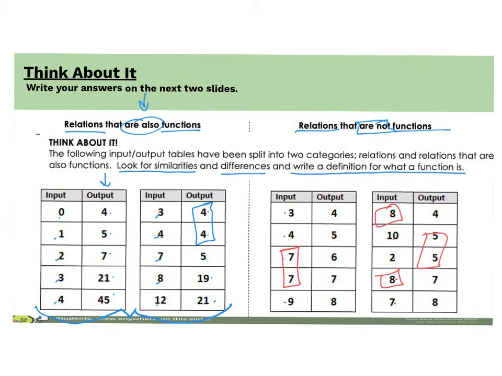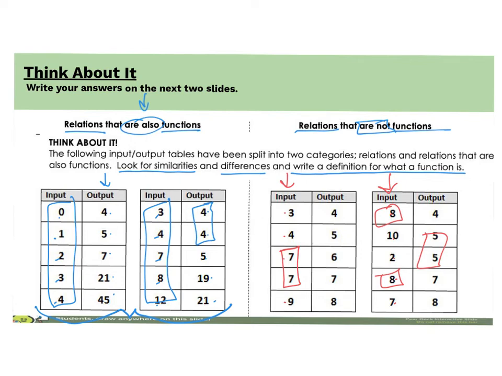So things that are similar, I mean, they have the same number of inputs as outputs. But I think to tell the difference, I want to look at what's different. So what's different is in my relations, which are blue, if you look at my inputs, they're all different. So nothing repeats. But if you look at the relations that are not functions, I have a repeat here and I have a repeat there. And so that's the big idea.